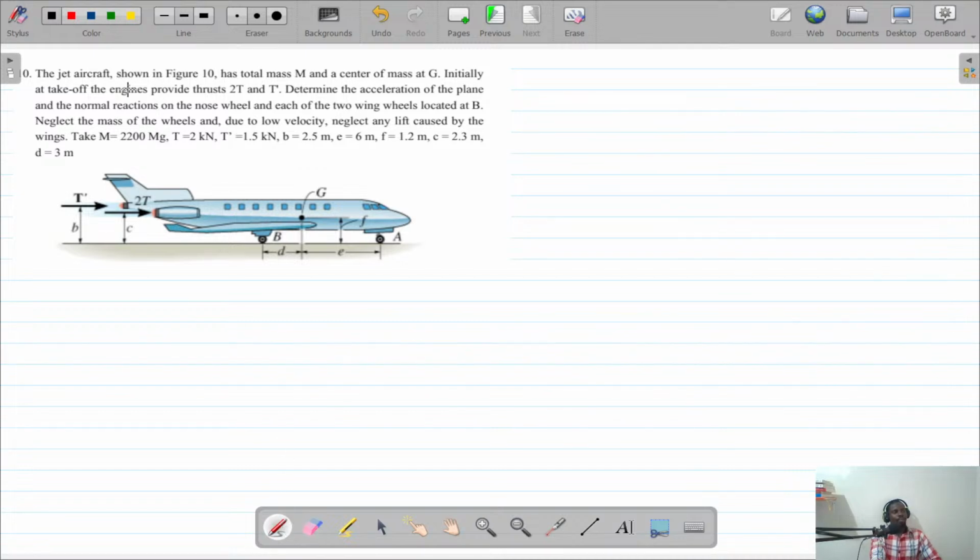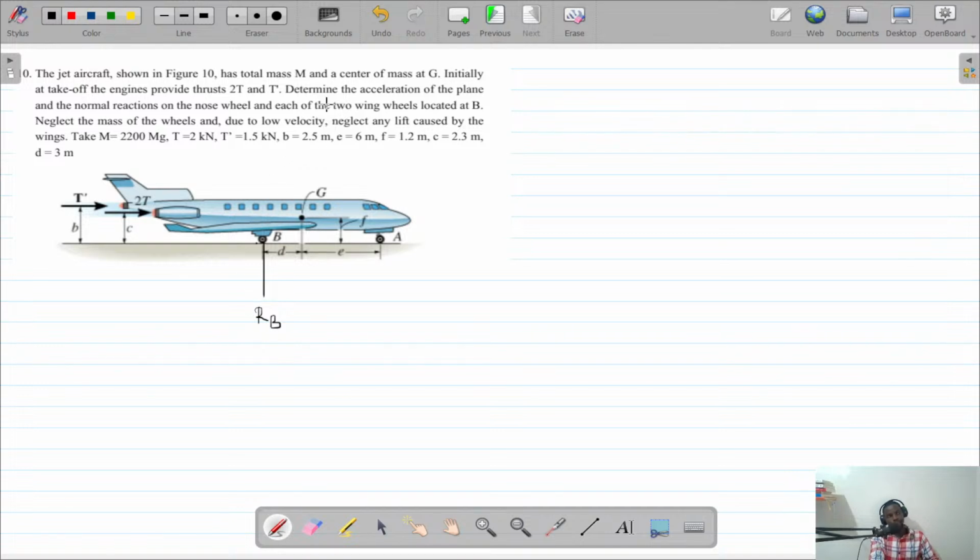Right, so now in this problem, we are looking for the acceleration of the airplane, and then the reactions at the nose wheel and the wheels on the wing sides. Over here there are two wheels which will have the same reaction. So if I put RB, I mean that it's a combined reaction. So you can work like this.